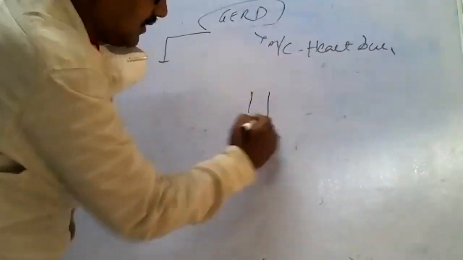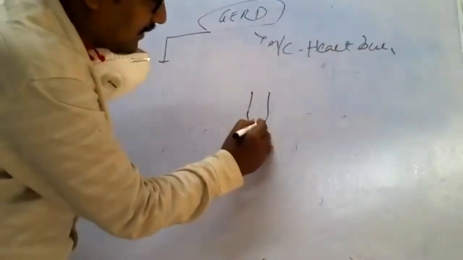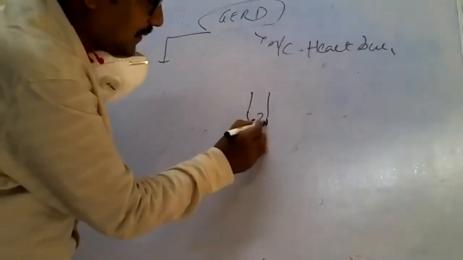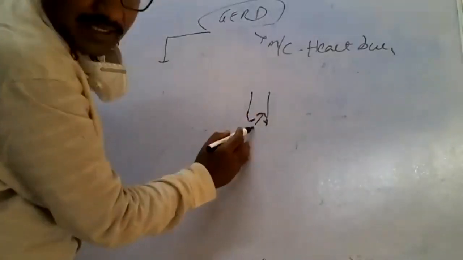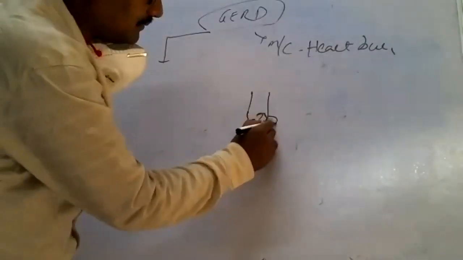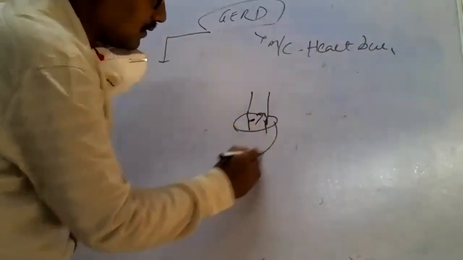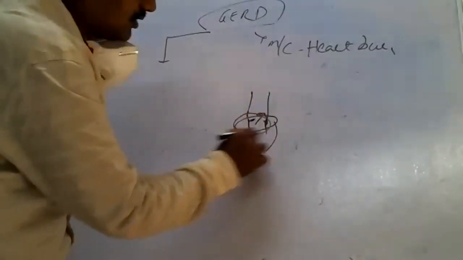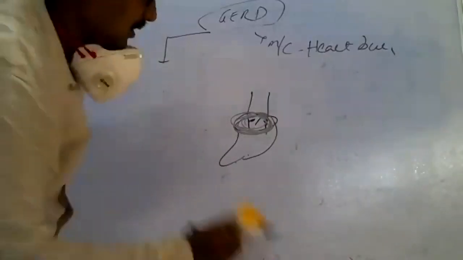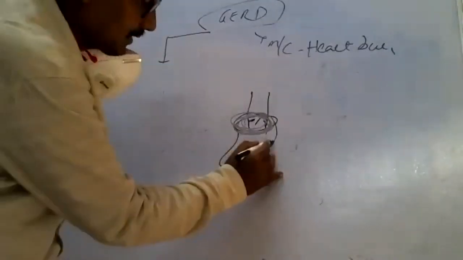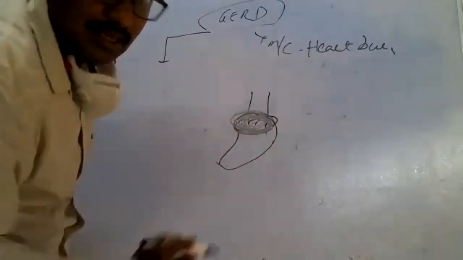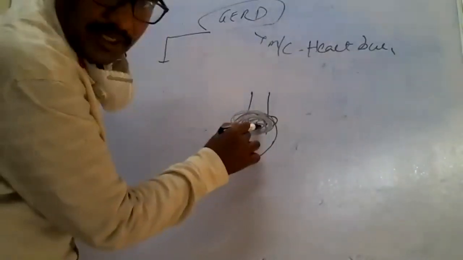See, this is the stomach. This is the esophagus. What is happening? The esophageal sphincter is incompetent. This is the sphincter. This is incompetent, so the reflux is coming out into the esophagus. So what will you do? You will wrap the stomach around the esophagus. My diagram is the worst, but see, this is the stomach. You are wrapping the upper part of the stomach around the esophagus at the lower esophageal sphincter region.